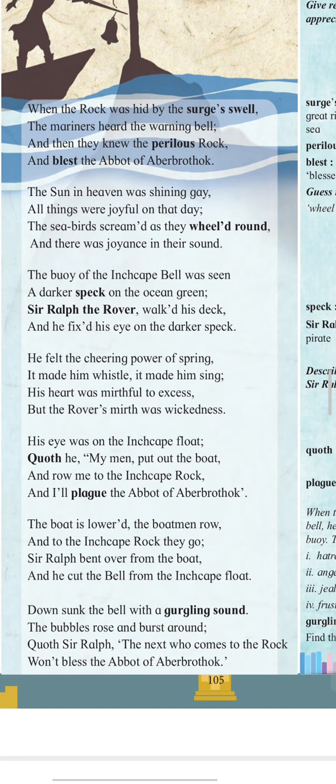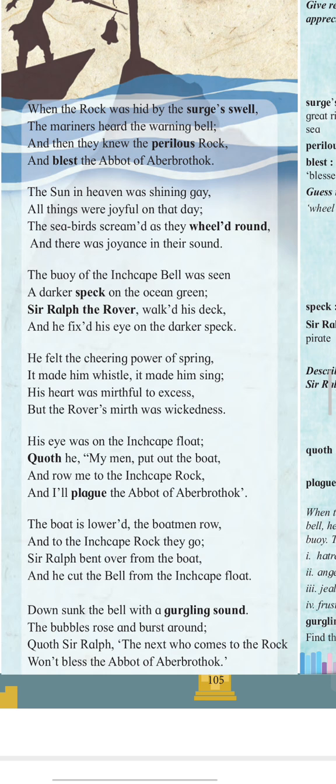He felt the cheering power of spring. He felt very happy, he was excited. It made him whistle, it made him sing. So when he looked at the Inchcape Bell, he was excited. It made him whistle like he was making a sound, and he started singing. His heart was mirthful to excess, but the Rover's mirth was wickedness, which means he was so happy, but that happiness was not a good happiness, it was a bad happiness. Whenever you are about to do a wrong thing to another person, the happiness you feel before that is wickedness.